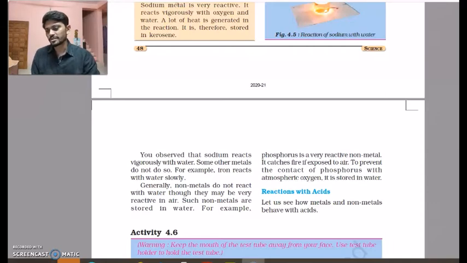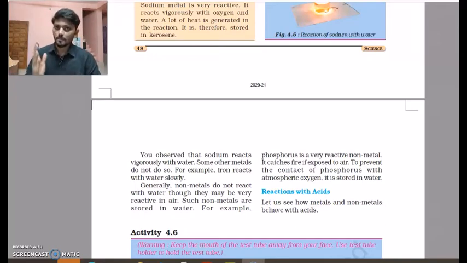What happens if we try to add water to non-metals? Let us take an example of phosphorus. Now again, phosphorus is a very highly reactive non-metal. If you just keep a piece of phosphorus outside in air, it will burn right away. It is very much reactive with the air. But if we place the non-metals into water, we get no reaction.